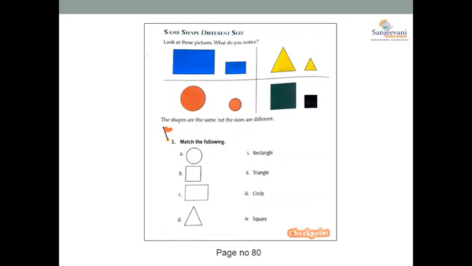T-R-I-A-N-G-L-E. Now what I want you all to do is take out your math notebook or any book will do. Open it, and I want you all to be ready with a sharpened pencil because we are going to write this in your notebook. Okay, I'm giving you all 2 minutes time. Come on, get your book and be ready with your book and your pencil.